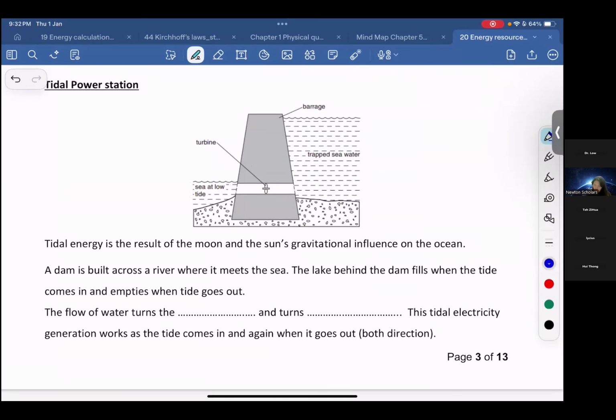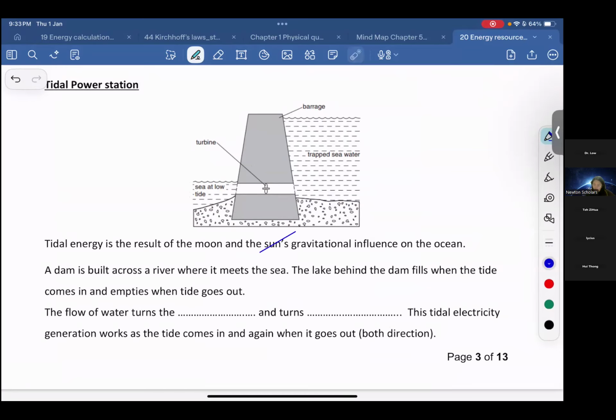Tidal power station. Tidal is a result of the moon and the sun. Okay, we don't want the sun, dear. It's the moon, gravitational. So here, no sun. Cancel the sun, okay, dear? Cancel the sun. Then it's built across a river where it meets the sea. The lake behind the dam will fill when the tide comes in and then empty when the tide goes out.